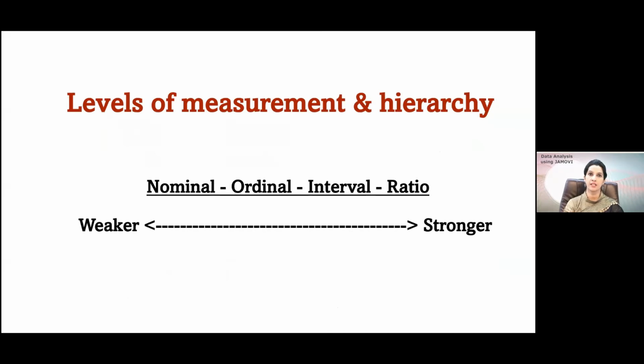If you see the hierarchy between these measurements, nominal is the weakest in the order, whereas the ratio is the strongest in the order.